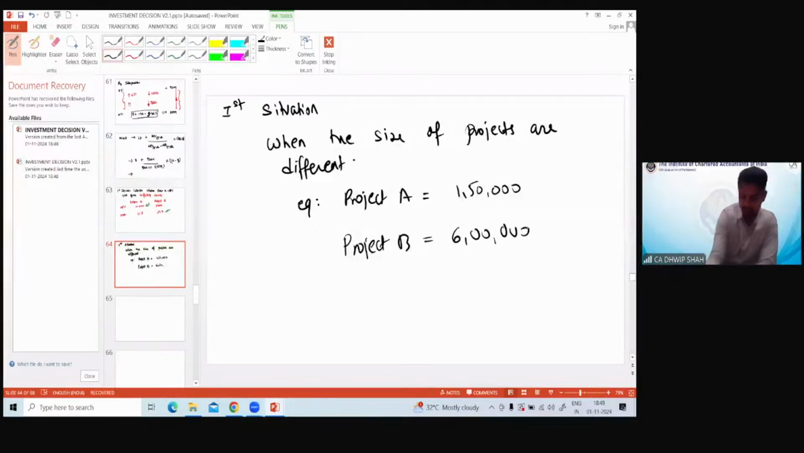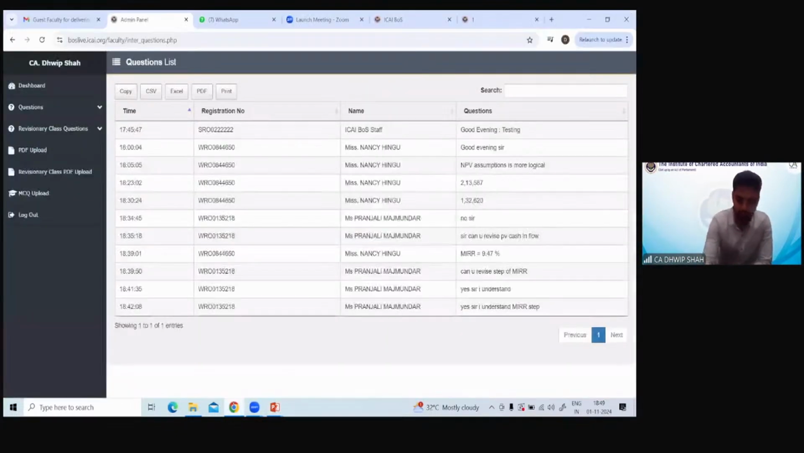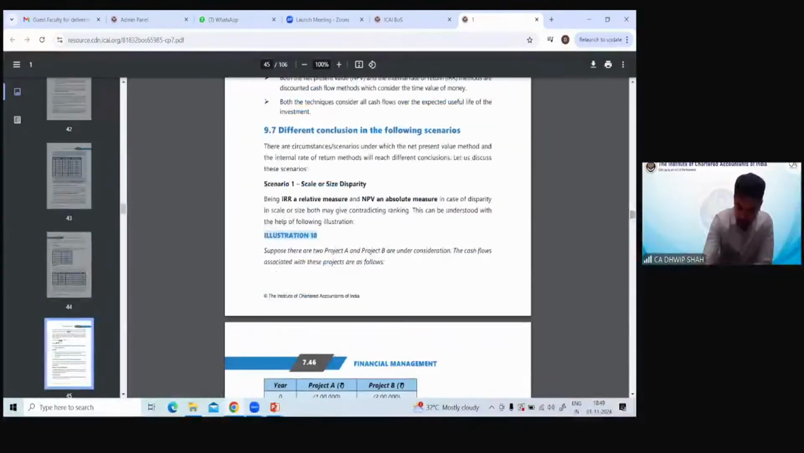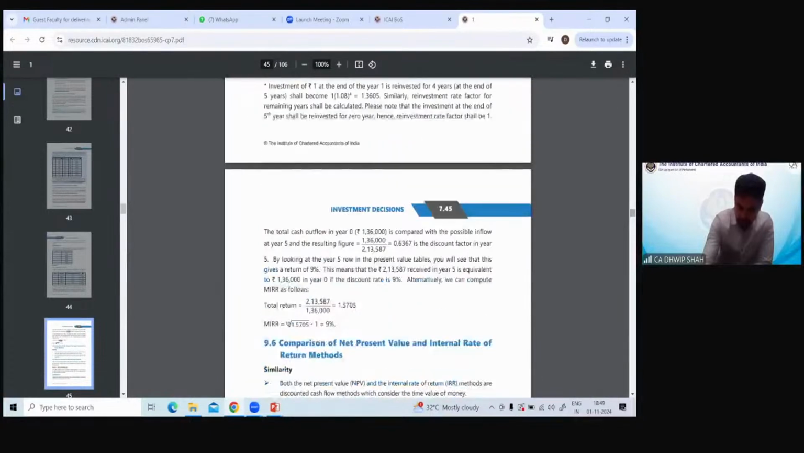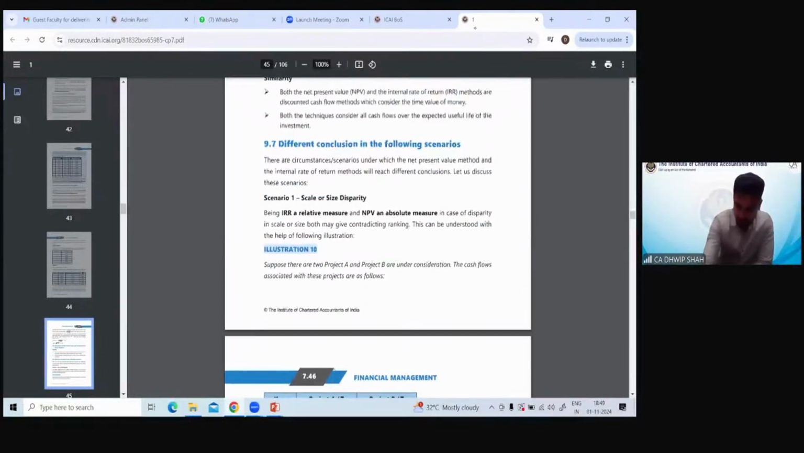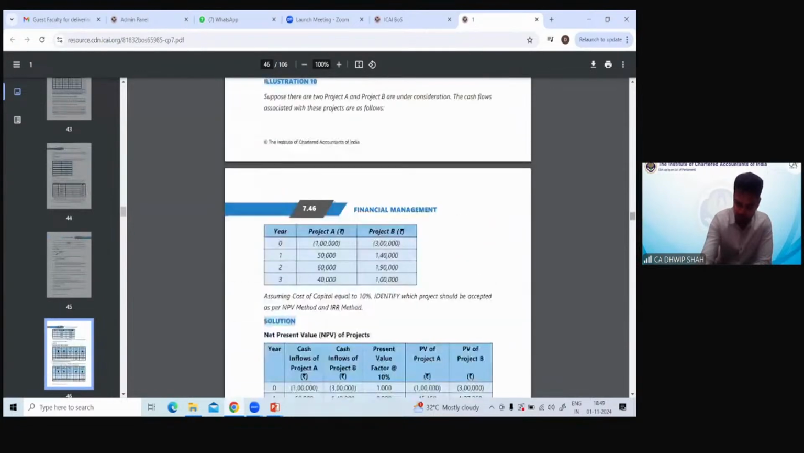So when I say the size of the project is different, under this situation NPV will give a different answer and IRR will give a different answer. For that, you can see the illustration on page number 45, point number 9.7. Can you see on the screen? Different conclusions in the following scenarios. First is scenario 1, when there is size disparity, when the size of the project is different. They have given an illustration to it.